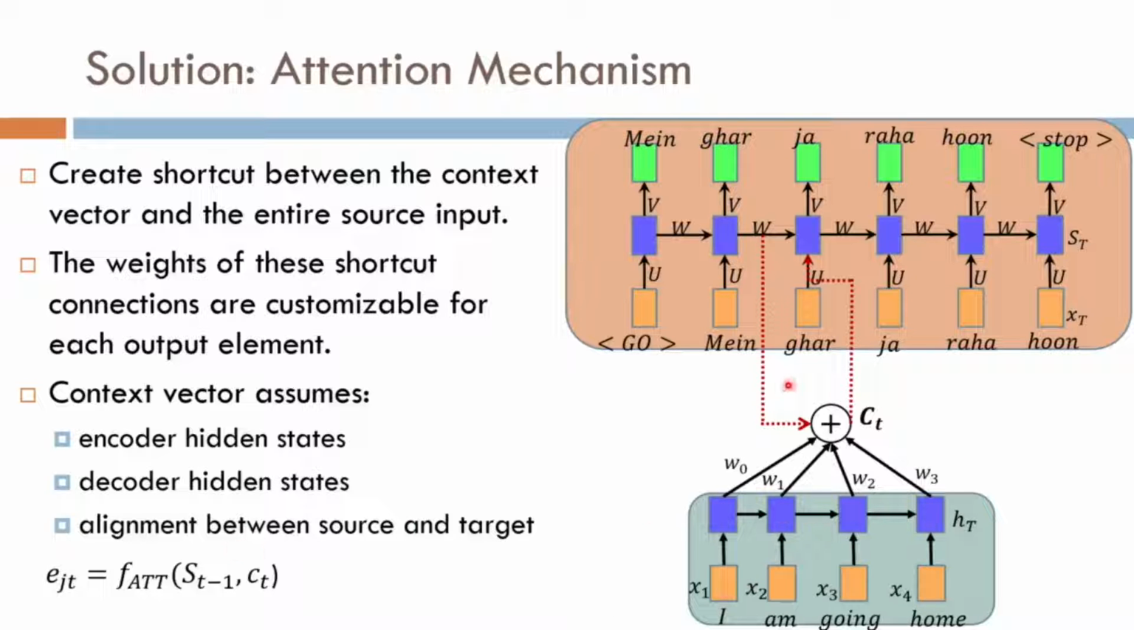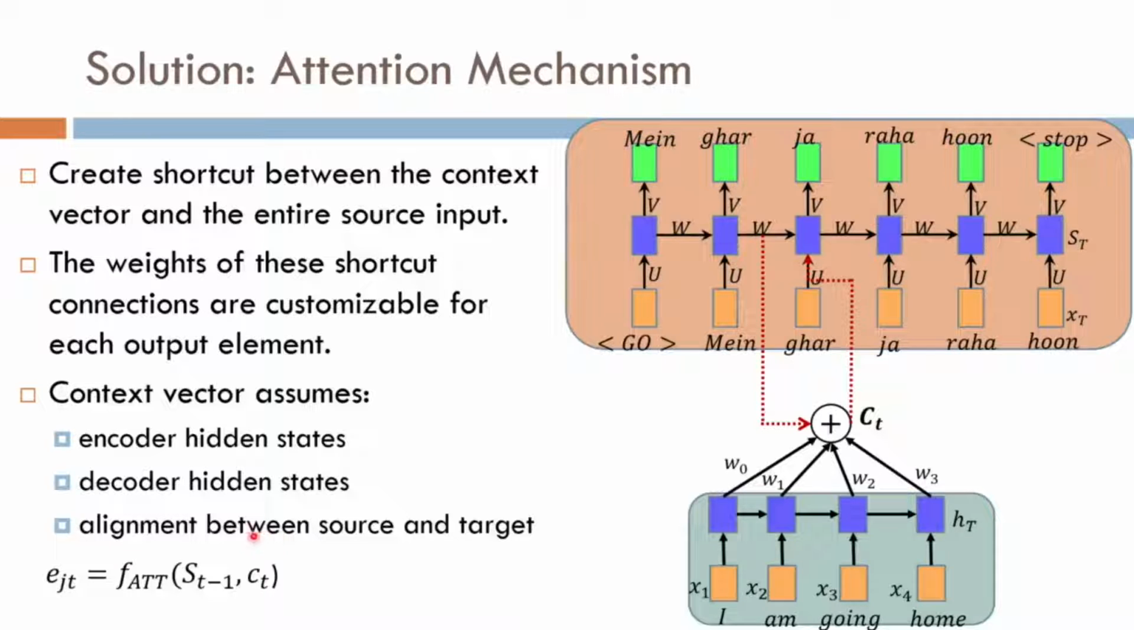And this entire attention is how we represent this attention as a formula, which takes as input the previous decoder state, which is s_t minus 1, and it takes the context vector. Based on these two, it gives us attention scores, that is, what attention should be paid to the individual hidden states of the encoder. So this is the general formula for the attention.